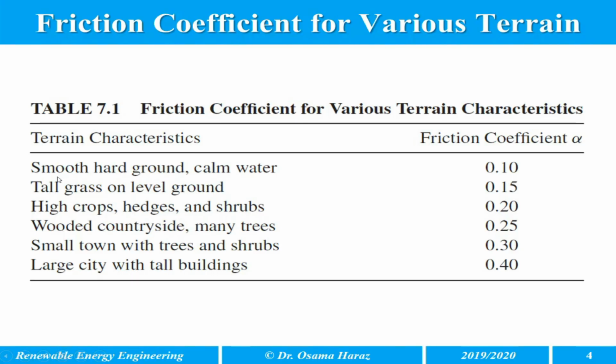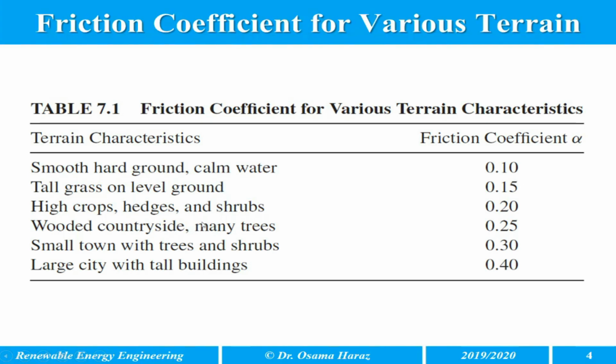In the case of smooth, hard ground or calm water, you end up with coefficient alpha equals 0.1. In the case of tall grass on level ground, alpha is 0.15. High crop hedges and shrubs, alpha equals 0.2. Wooded countryside, many trees, alpha 0.25. Small town with trees and shrubs, alpha equals 0.3. And finally, large city with tall buildings, alpha 0.4.